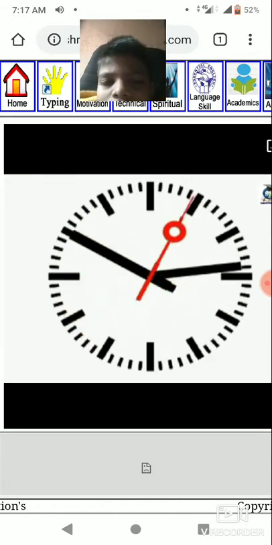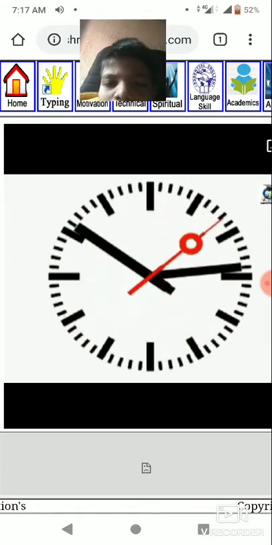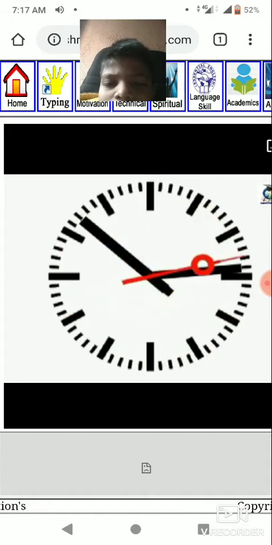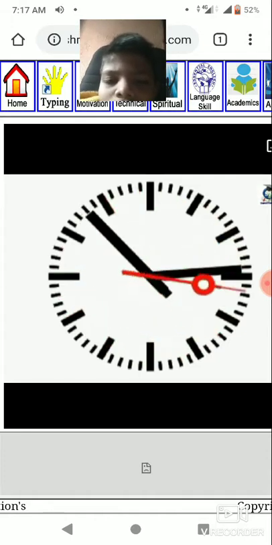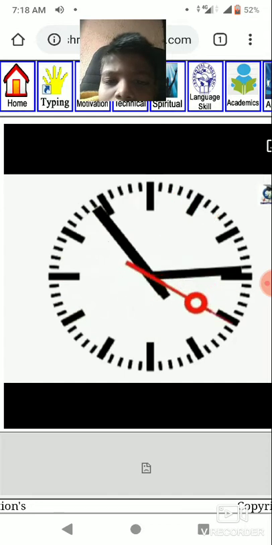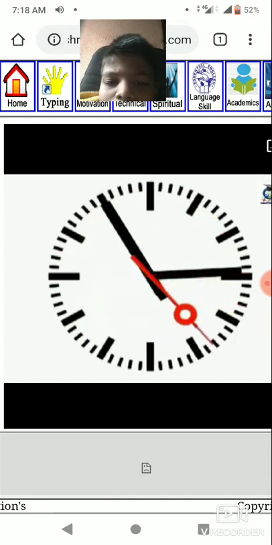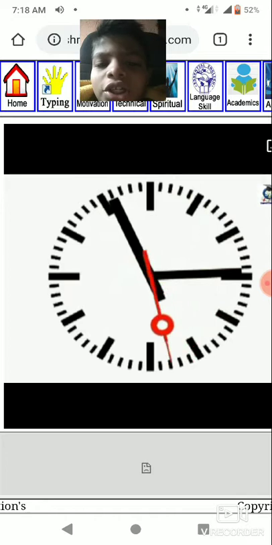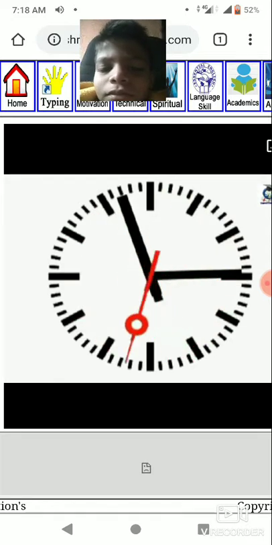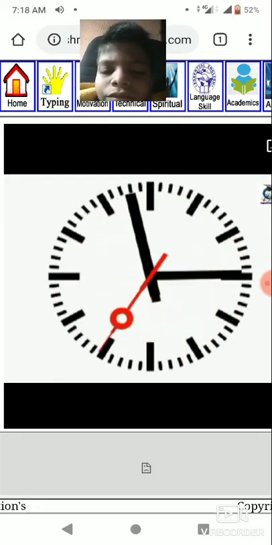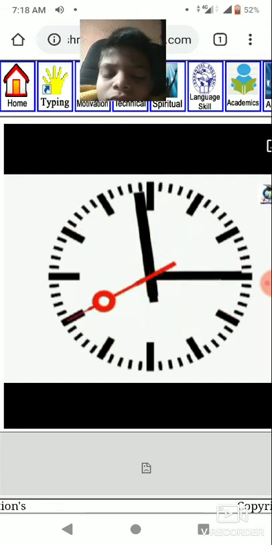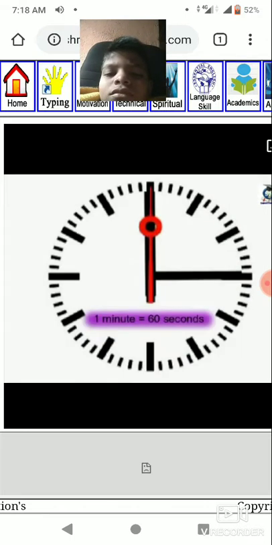When the second hand moves one part, it takes 1 second. When it completes one round of the clock face, it moves across all 60 parts. This takes 60 seconds. In the same time, the minute hand moves one place, which means that 1 minute is over. It means that 1 minute is equal to 60 seconds. Seconds are used on various occasions, such as timing a race.